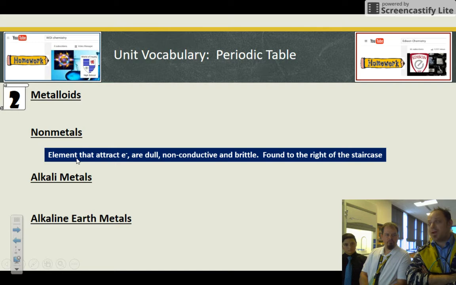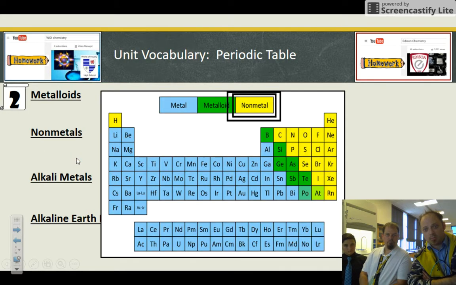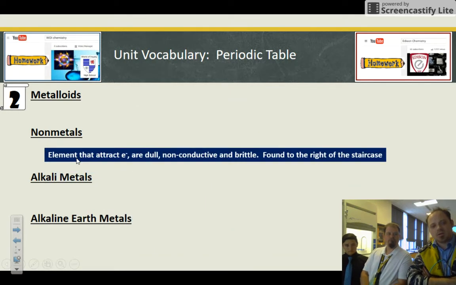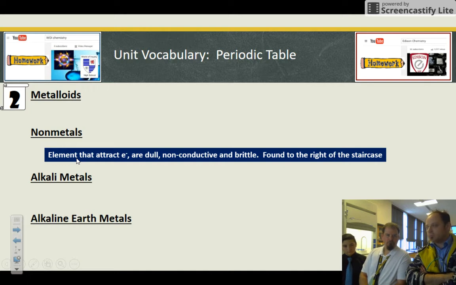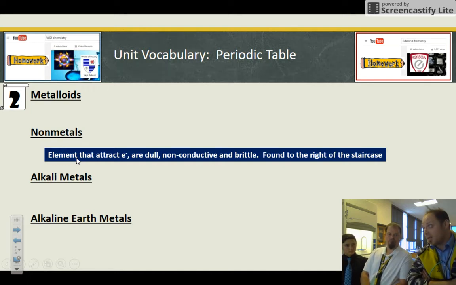Non-metals. These are on the right-hand side of the periodic table. There you go, the yellow ones in that picture. They attract electrons. They're dull, not conductive, brittle if they're solids. Oftentimes they're gases, and you find them on the right-hand side of the periodic table.